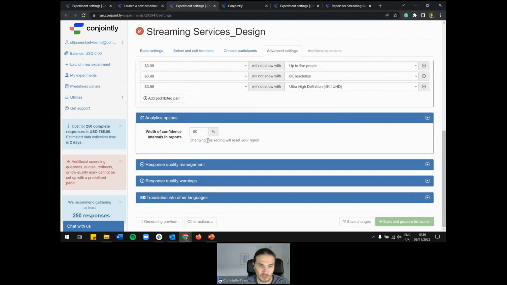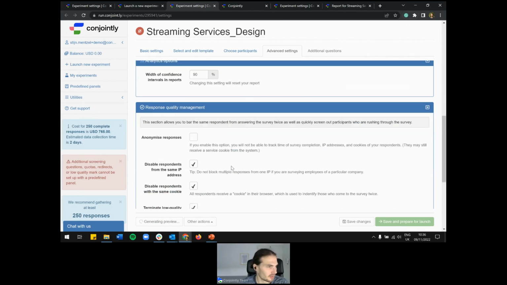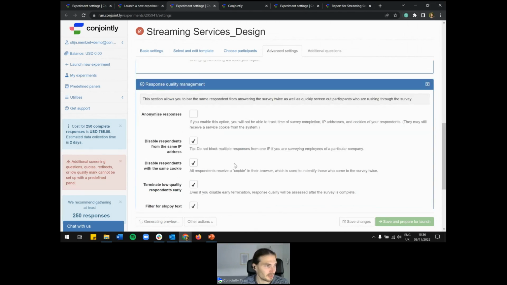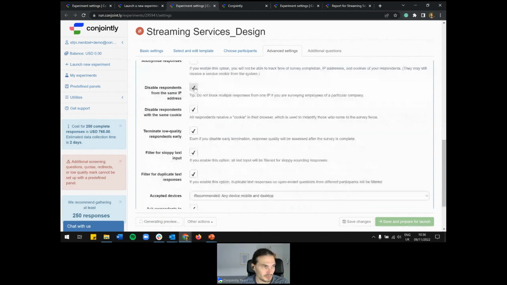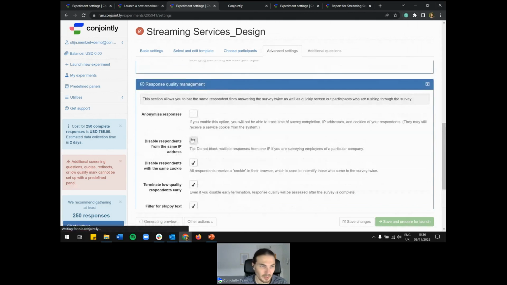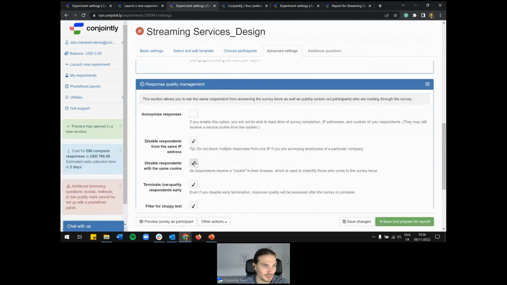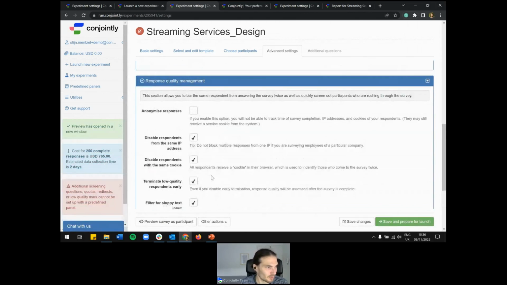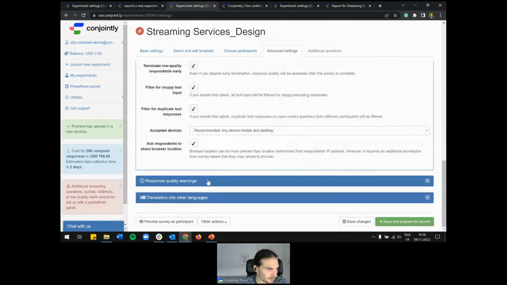Analytical options, your confidence intervals. If you're testing medical drugs, put this higher, but typically speaking, 90% is perfectly fine. I always activate our quality management elements, so people with the same IP address cannot do the survey twice. Same with cookies and so on.